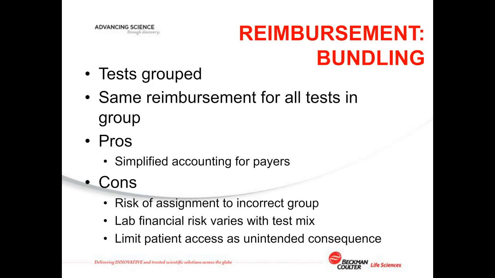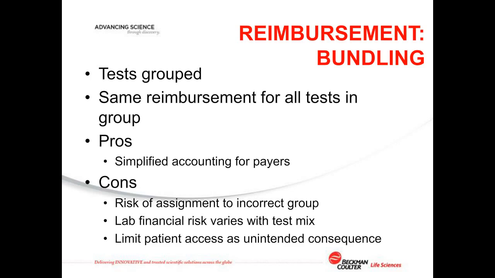The problem, of course, is that there's the risk that the test will be assigned to the incorrect group. This actually happened in the U.S. a couple of years ago for outpatient flow cytometry testing, for instance, in which the test was actually assigned to the wrong group and was consequently way under reimbursed for a period of a year.